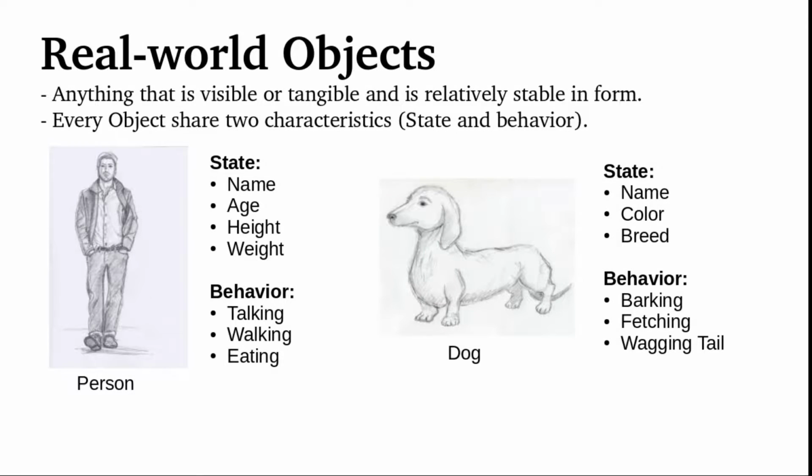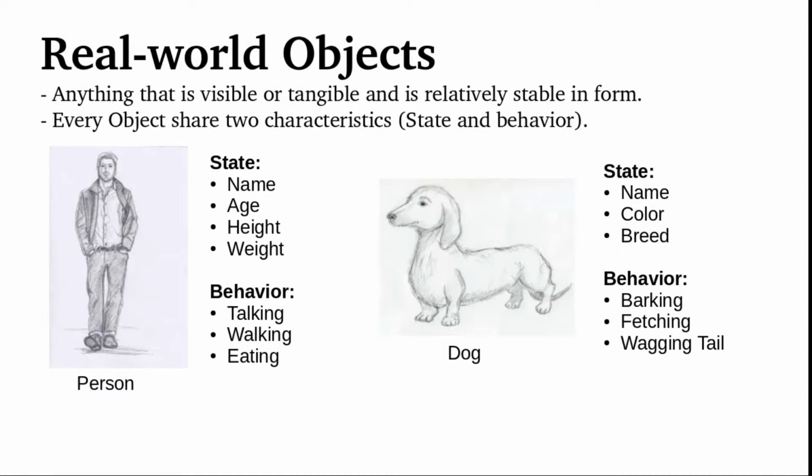Let's try and understand a little bit more about objects. If you check out the definition of object, it says anything that is visible or tangible and is relatively stable in form is called an object. Examples could be you, a dog, table, chair, fan, anything that fits into this criteria. If you observe them closely, every object shares two characteristics, state and behavior.